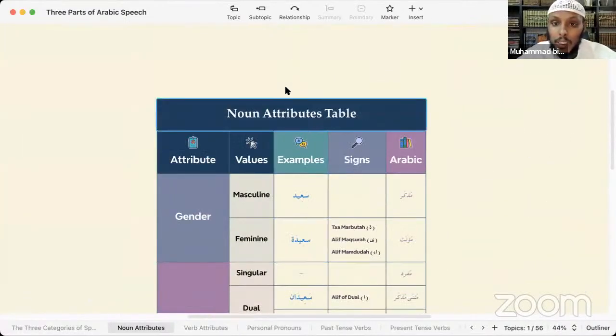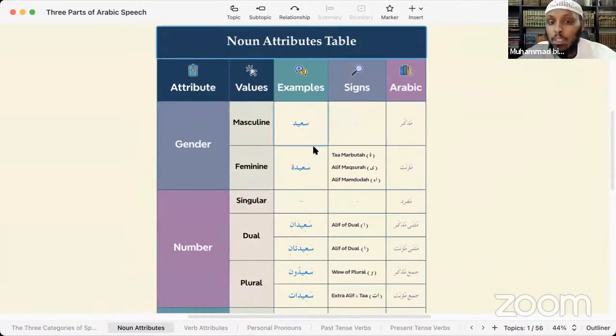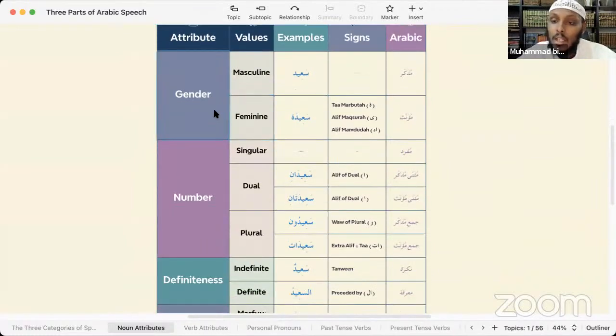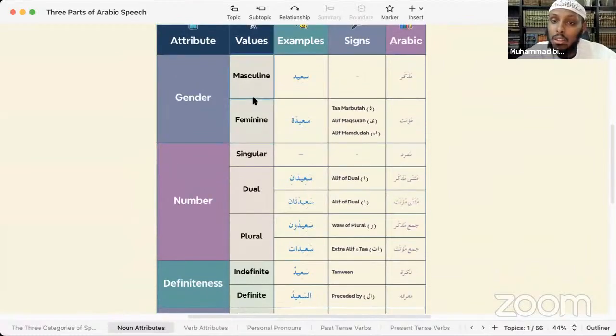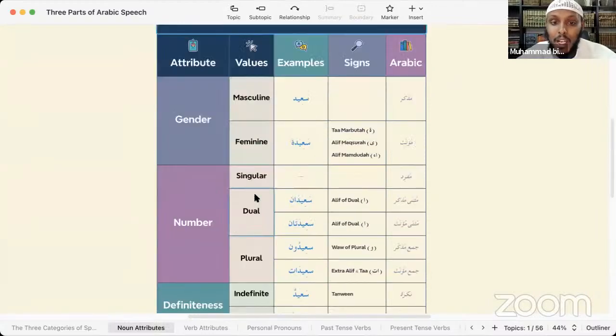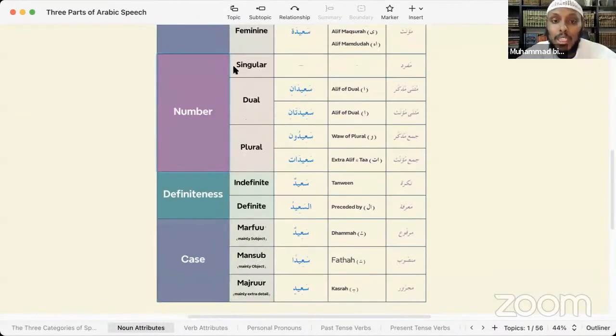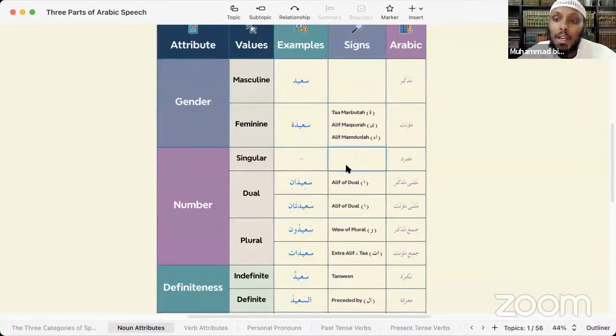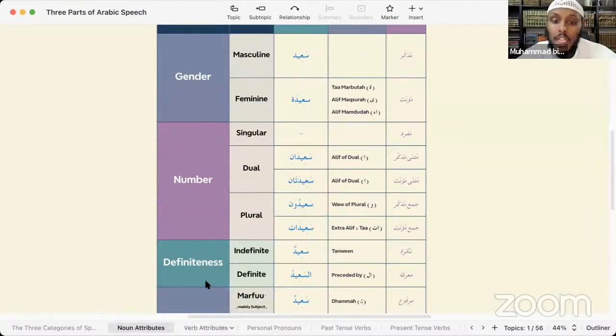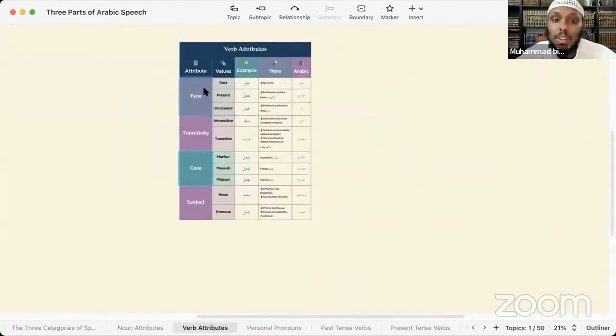I hope you can see my screen. Yes. So we have this, the noun attributes table. So a noun has 4 attributes. It has gender. It's either مذكر or مؤنث. This is in English. I'm probably going to make this Arabic for you guys. What do you guys think? Do you think I should make it Arabic? Or I'll give you the English and the Arabic, لا بأس. I'll give you the English and the Arabic, inshallah. So it has a gender, number, definiteness, and case. This we'll talk about next lesson, inshallah, because it's related to the next chapter of nakira and ma'rifa. And then we got verbs as well. Verbs also have specific attributes: type, transitivity, case, and subject. That as well we'll talk about next lesson.